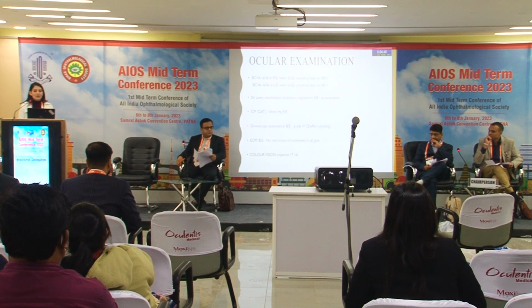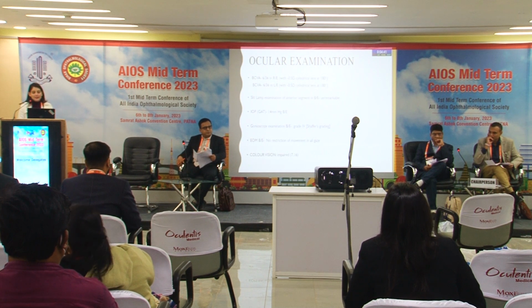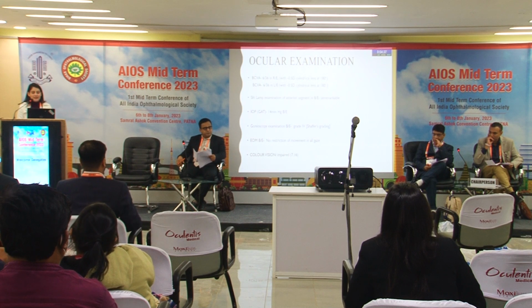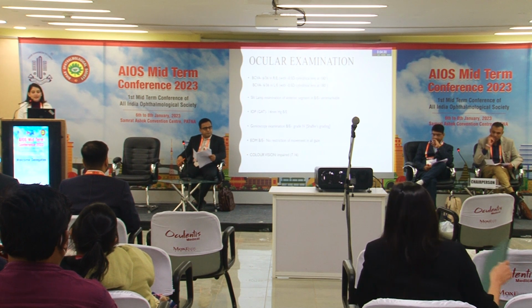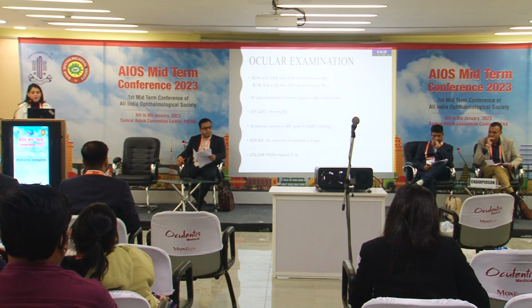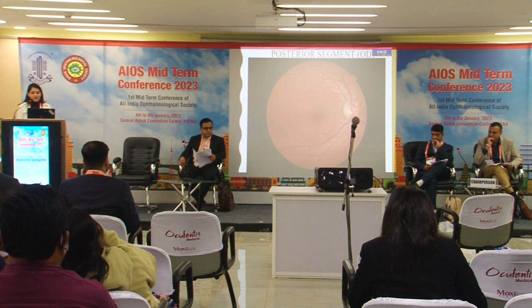On ocular examination, the best corrected visual acuity in both the eyes was 6/36 with minus 0.5 diopter cylindrical lens at 180 degrees. The slit lamp examination of the anterior segment was unremarkable. The IOP was 14 mm of Hg. Gonioscopic examination was normal. On extraocular movements, there were no restrictions in all gazes, and color vision was impaired for plates 7 and 16 on Ishihara chart.